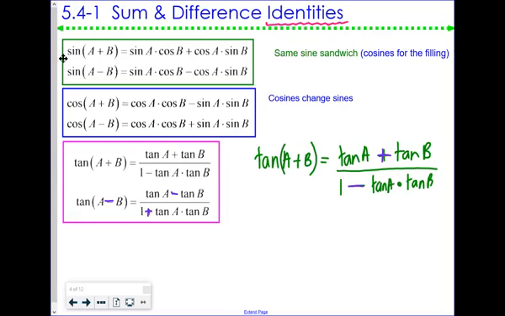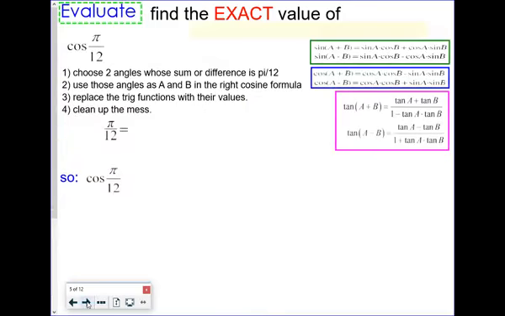Okay, let's move on to actually using these things. So, we don't need to write all this out yet. Let's just talk about it. If you had a question that said, evaluate the cosine of pi by 12. Another way of wording the question would be, find the exact value of the cosine of pi over 12. And that word exact is important.